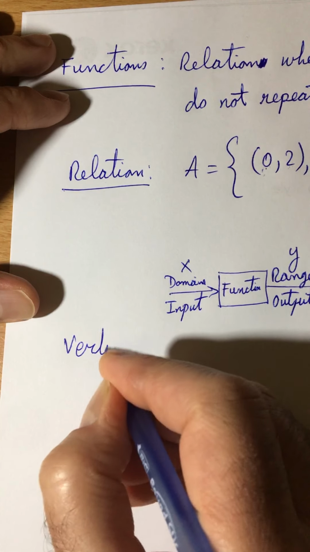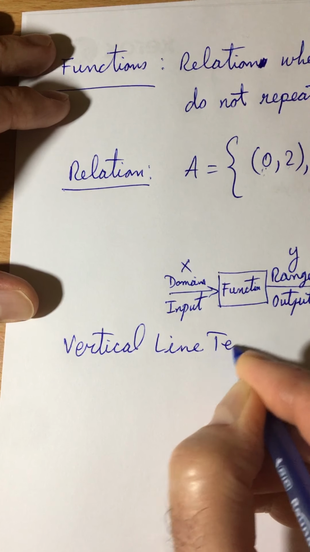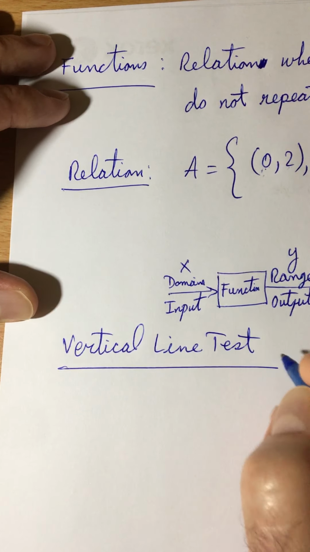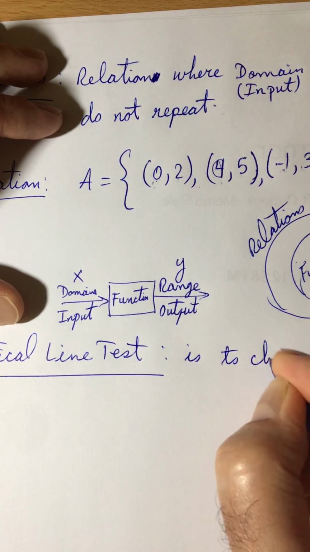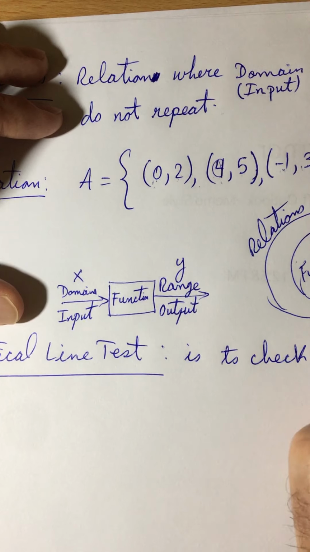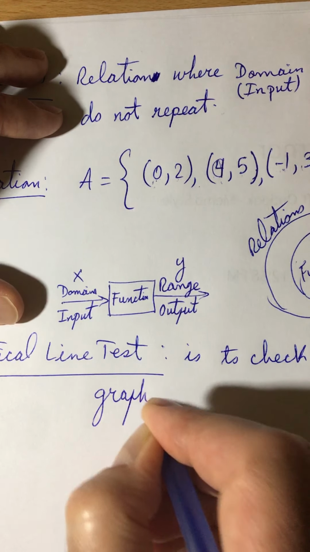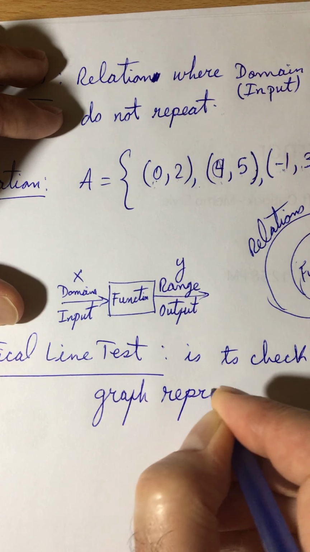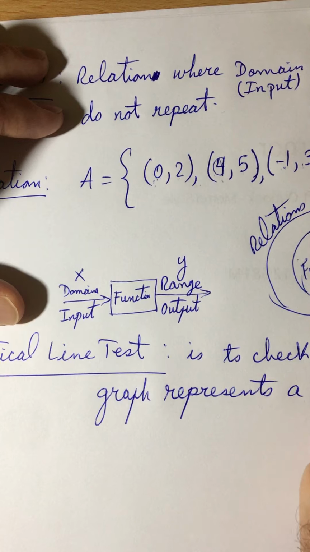So a vertical line test is to check if a graph represents a function, or fonction.